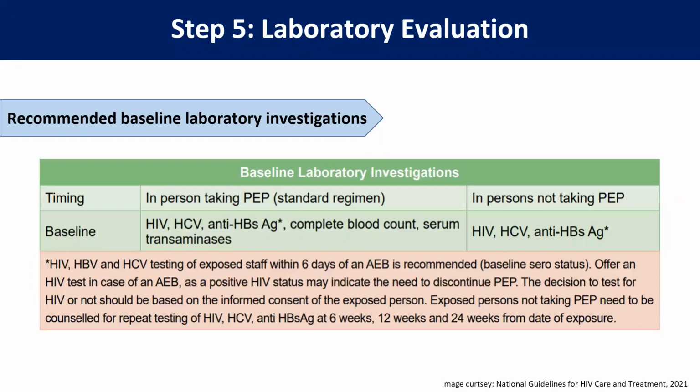So what investigations have to be done for the person? Before taking PEP, better you go for a baseline HIV, HCV, anti-HBs antibody level, CBC and serum transaminases. Even if the person is not taking PEP, go check for HIV, HCV and anti-HBs antibody levels. Within 6 days is recommended.